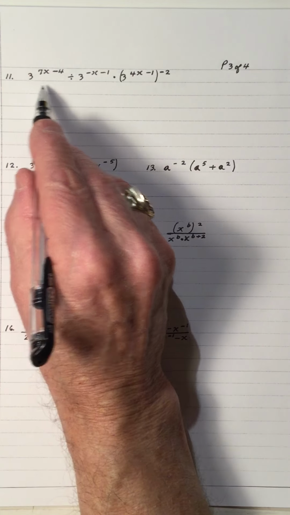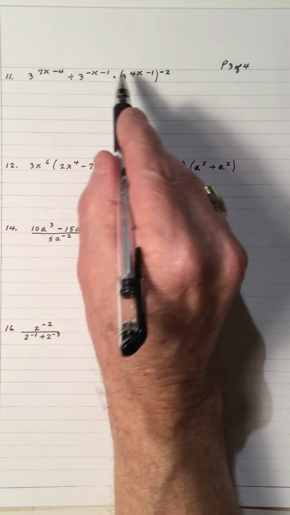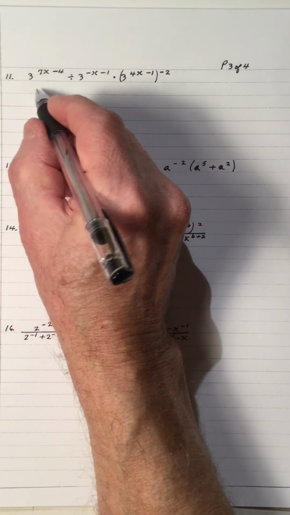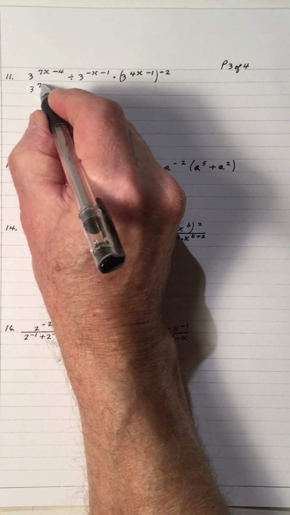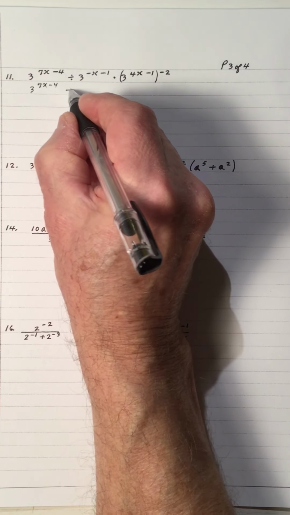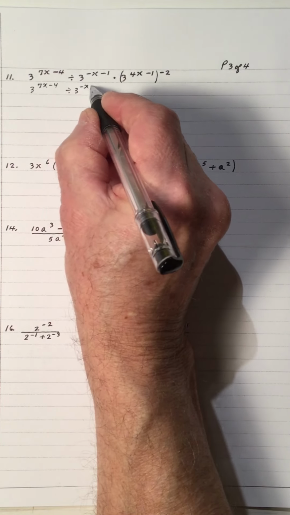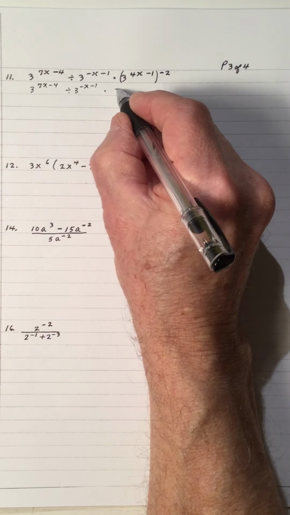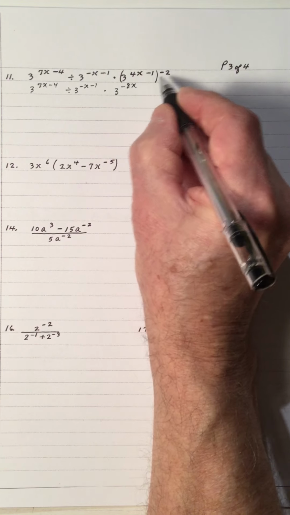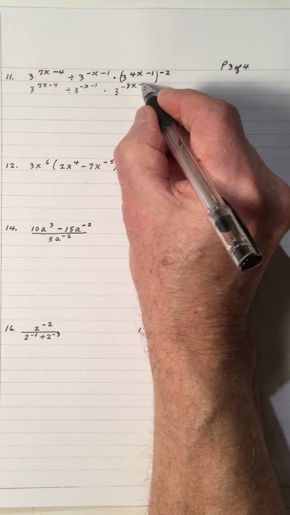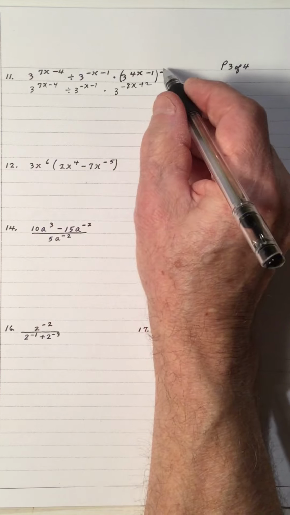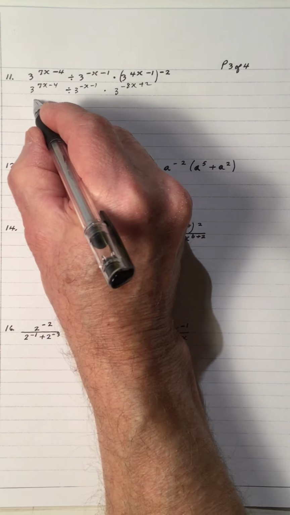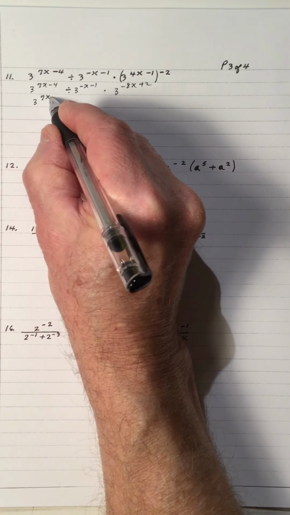Now notice we're dividing, the base is 3, and we're multiplying. But notice this is a power of a power. So as in PEMDAS, we always work out the exponent first. So negative 2 times 4x is negative 8x. Negative 2 times negative 1 is plus 2. Now that I got rid of the power, I'm multiplying and dividing. So I'll divide first.